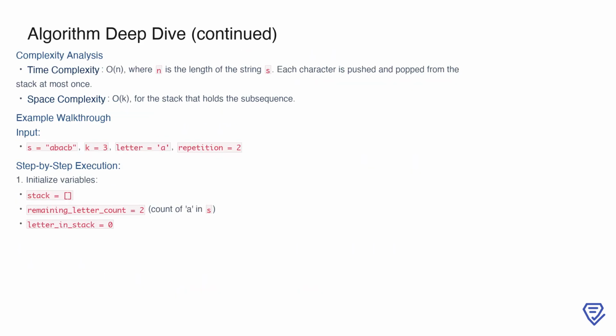To analyze the algorithm's efficiency, we start with its time complexity. Each character in the string is pushed onto the stack at most once and popped at most once, giving us a time complexity of O(n), where n is the length of the string.